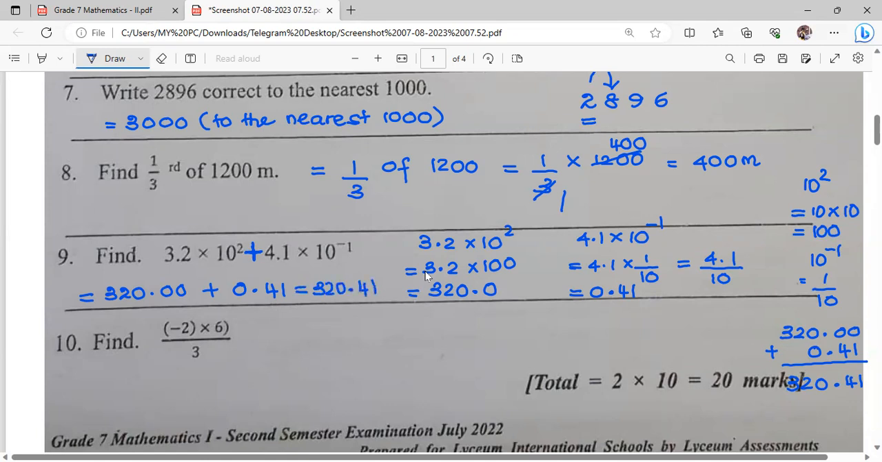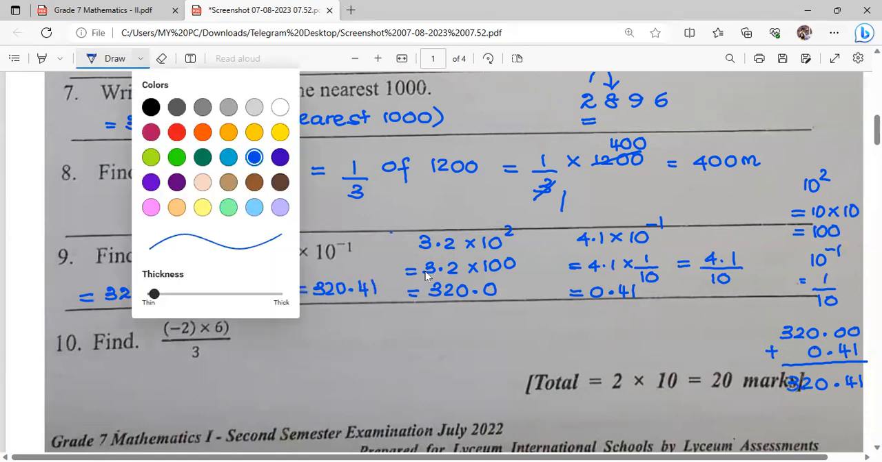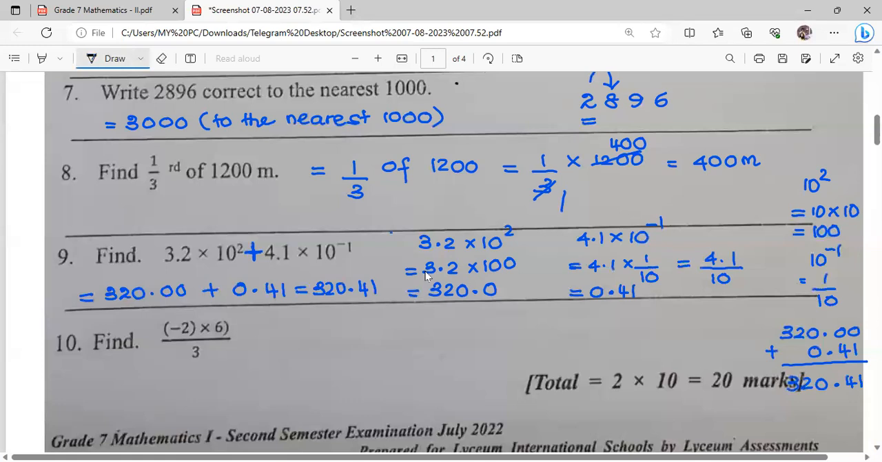So then here you write your final answer, 320.41. Okay, so you can separate this taking the black color pen, otherwise there's so many numbers you have here, like this. Okay, so then you have 320.0. So first you multiply 3.2 by 100. So then it gives you 320. Then 4.1 you want to divide by 10. So then it becomes 0.41. When you add them together, 320.41.